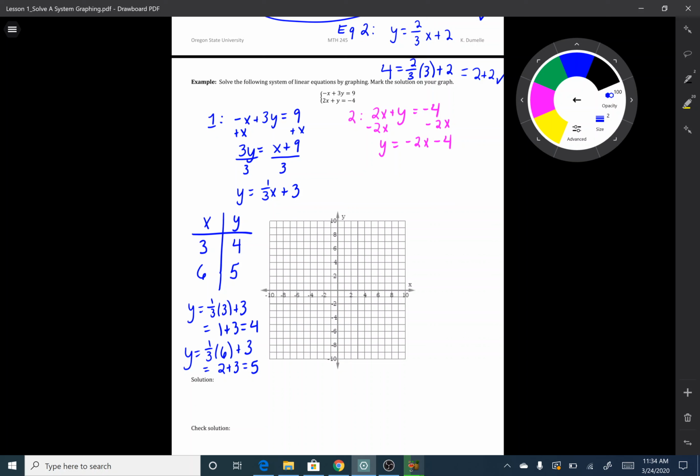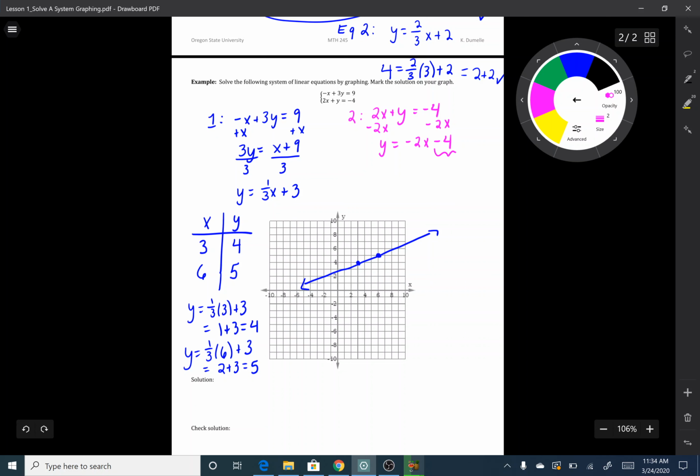So I have the point 3, 4 and 6, 5. And I can draw a line between them and extend in both directions. That's equation 1. And then for equation 2, I want to look at my y-intercept and my slope.